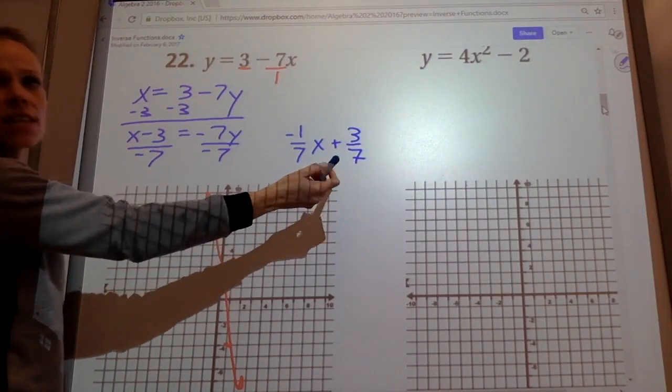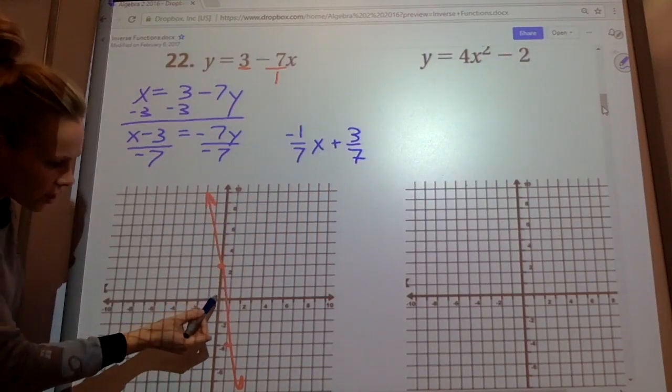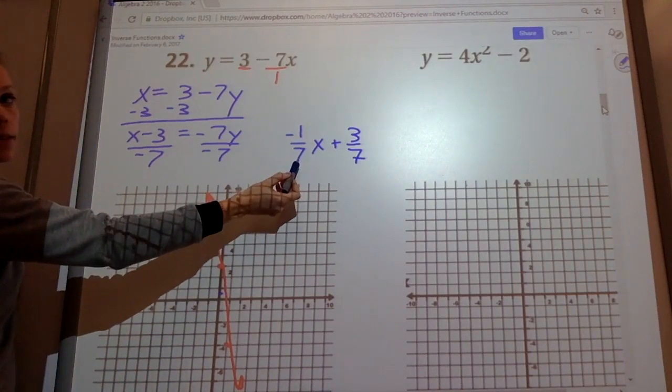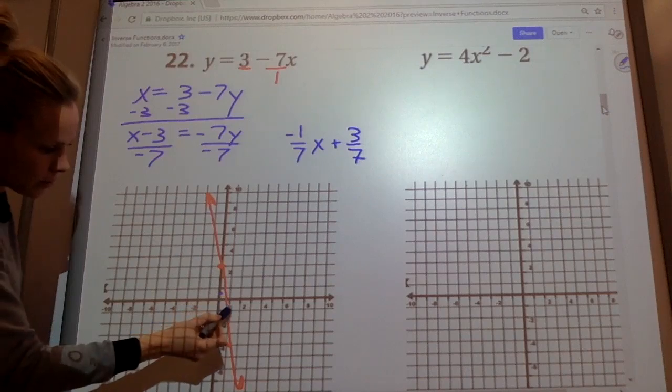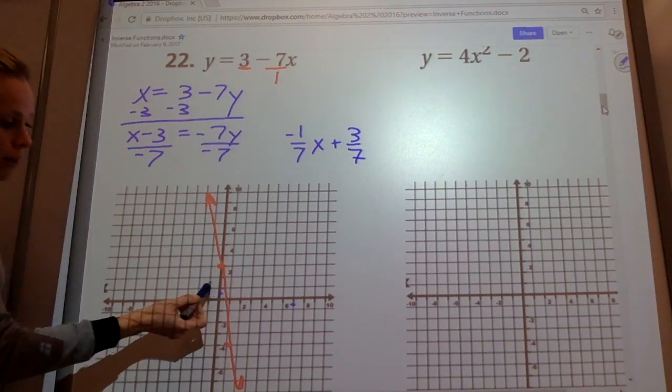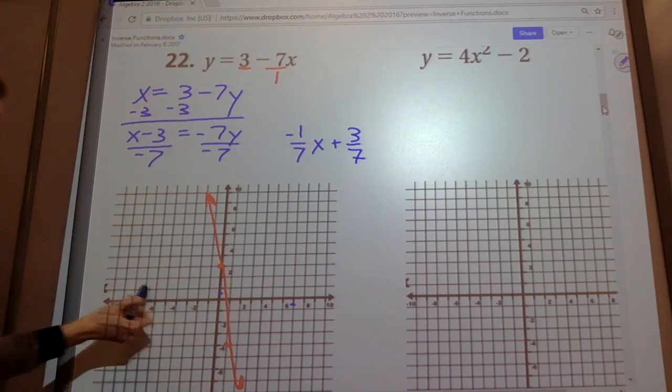So that's my inverse. How do I go up 3/7? 3/7 is just less than half. So I'd go just less than half. And then I can go down 1, right 7. So down 1, 1, 2, 3, 4, 5, 6, 7. To reverse it, I can go up and left. 1, 2, 3, 4, 5, 6, 7.